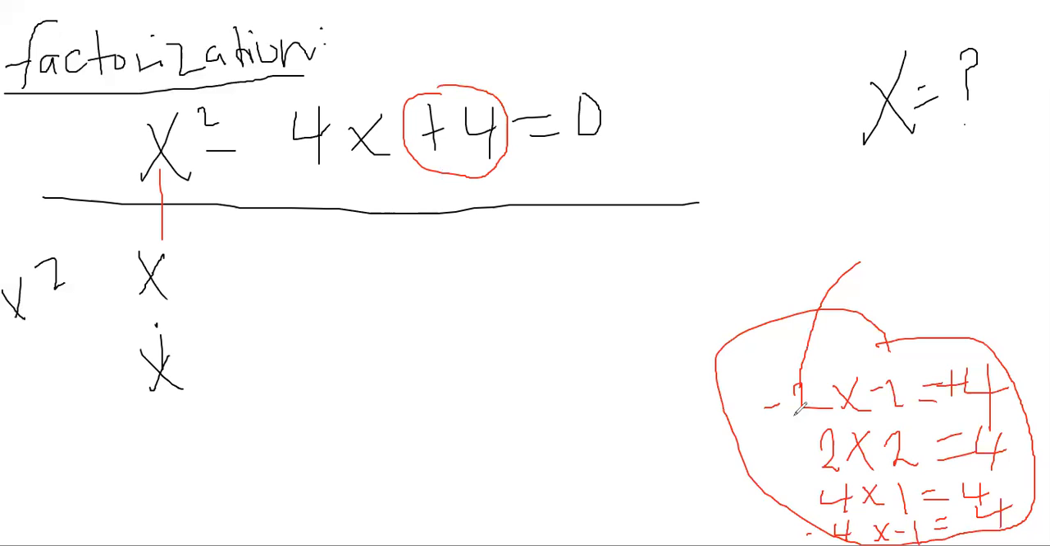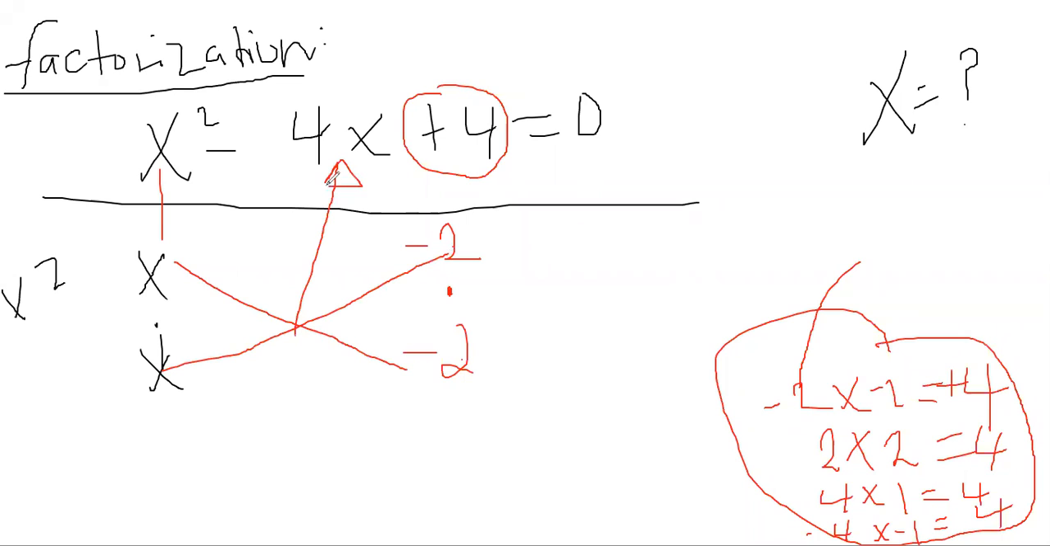So let's assume that we choose minus 2 times minus 2. So we have here minus 2 times minus 2. Minus 2 times minus 2 will give you plus 4. So the number that you are choosing, you should choose in such a way that when you cross multiply this and this, it should be able to give you what? Minus 4x.